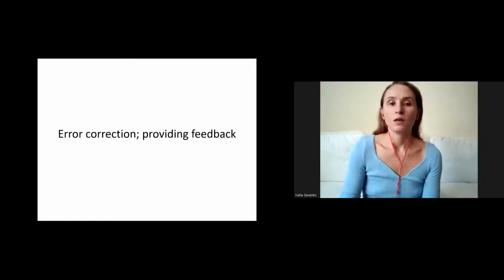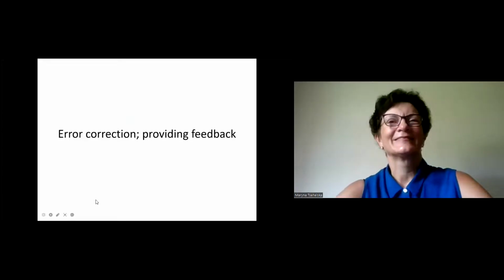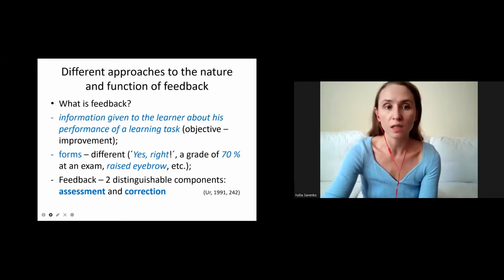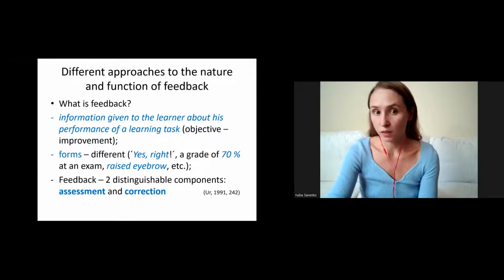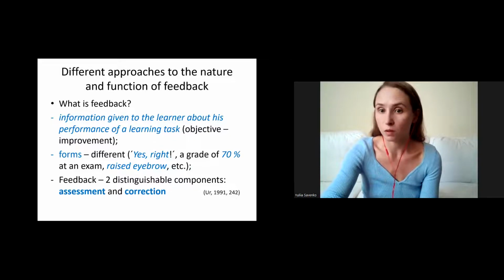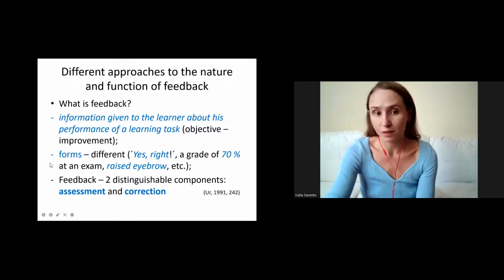Today we are going to discuss error correction and providing feedback, and it is the second part of assessment, basically. So there are different approaches to the nature and function of feedback. What is feedback? We discussed it before. It's information given to the learner about his performance of a learning task. And there are different forms, like yes, right, a grade of 70%, or a praise-type remark. It's also feedback. So we can use different forms of feedback.